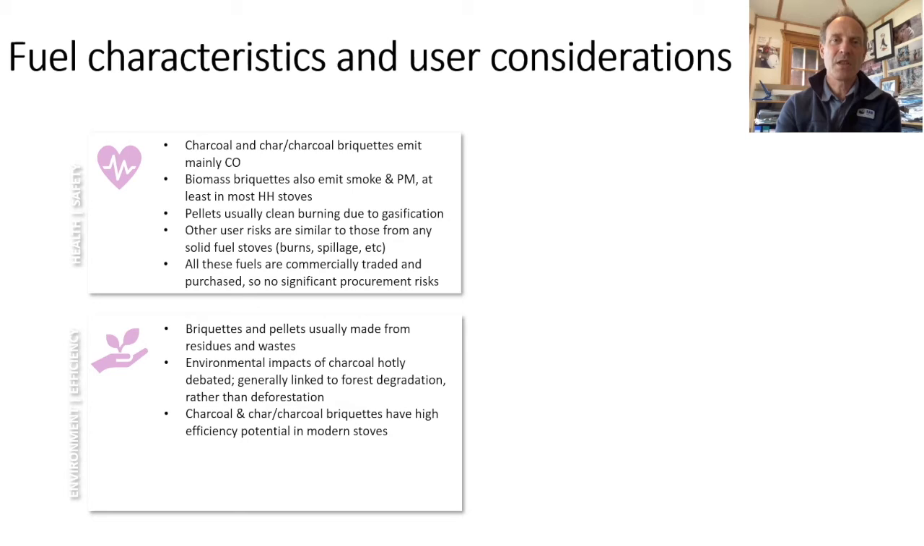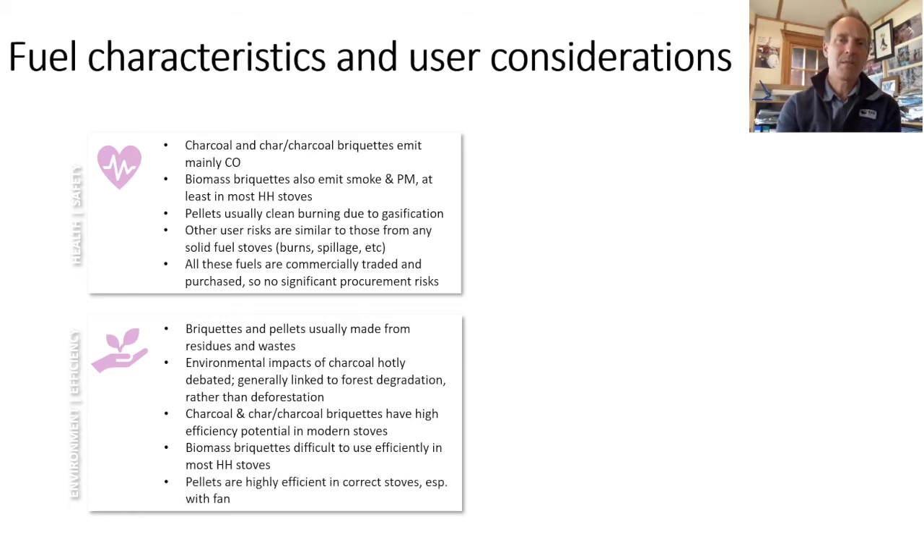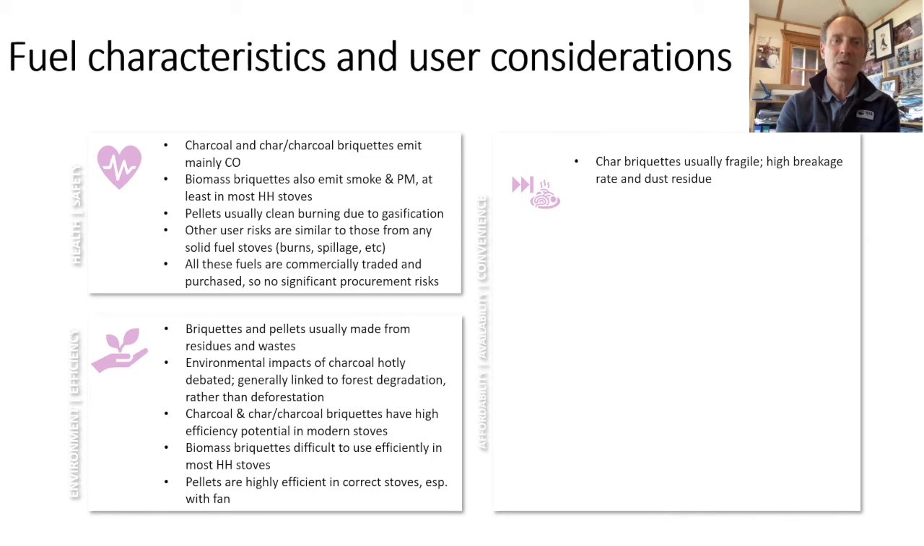There's a high efficiency potential from most of these fuels if burned in the right types of stoves. Biomass briquettes, however, are a little bit harder. They need a large firebox, good ventilation, and that tends to be difficult to achieve in a small domestic stove. Pellets are the most efficient of all and often used in these gasifiers, often with forced air, highest efficiency of all.